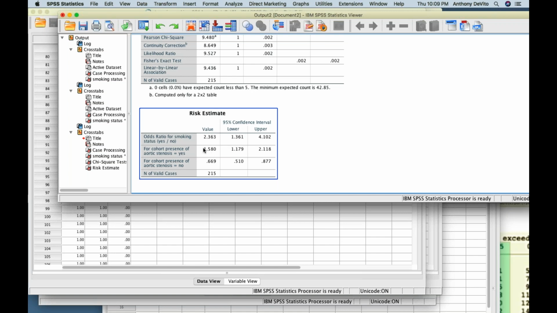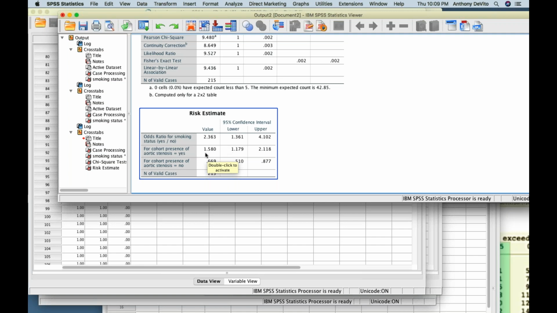And guess what this is? This is what we calculated, if you remember, as our relative risk. It calls it cohort presence of aortic stenosis equals yes, it terms it that way, but we recognize this because we calculated it before, and that's our relative risk. And of course, our relative risk gives us the same result.